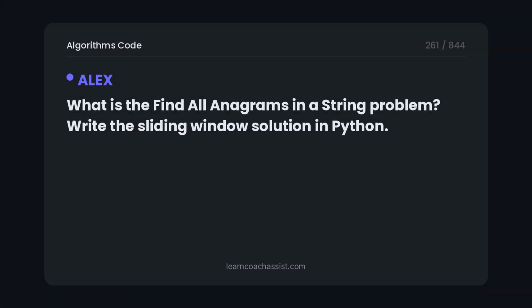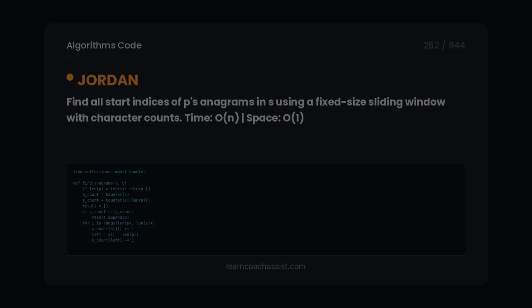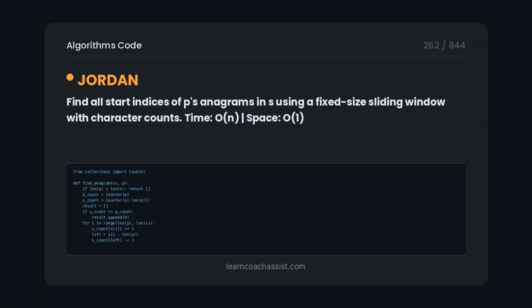What is the find all anagrams in a string problem? Write the sliding window solution in Python. Find all start indices of P's anagrams in S using a fixed-size sliding window with character counts. Time O(N), space O(1).